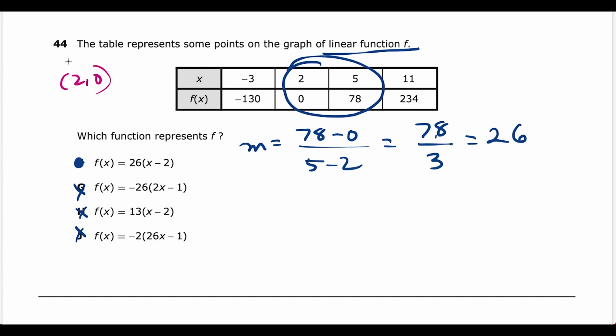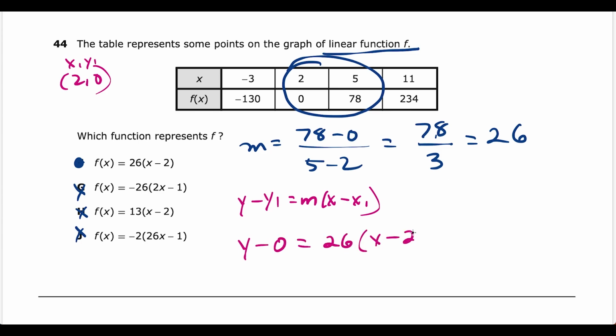If I want to write the equation of the line, this is x1, y1, let's say. We have this formula, y minus y1 equals m times x minus x1. If we plug in, we have y minus 0 equals the slope, 26, times x minus 2. And then this just becomes y equals 26 times x minus 2. So definitely this choice here.